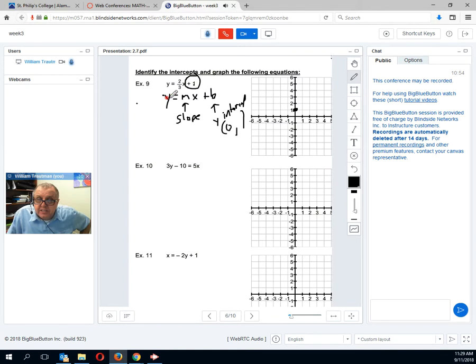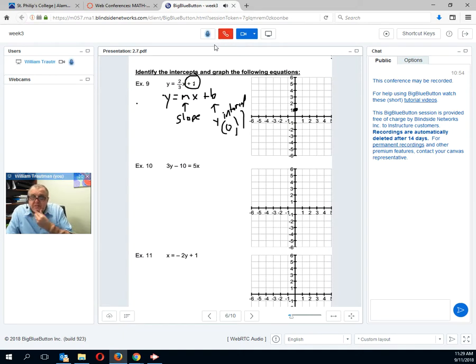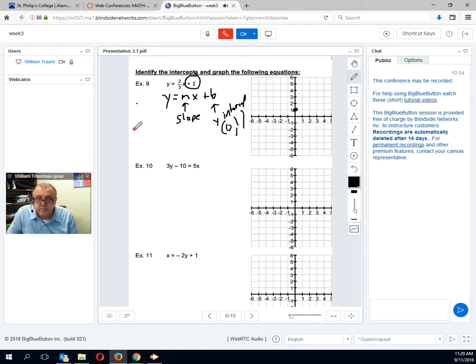In this case, since it's in slope-intercept form, if y is by itself, then the number next to x is the slope, and the number by itself is the y-intercept. So it says identify the intercepts and graph. Well, there's the intercept. Now I need to find the x-intercept. Okay, that's going to be a little harder. For the x-intercept, make y equal to 0. So here's the equation again.